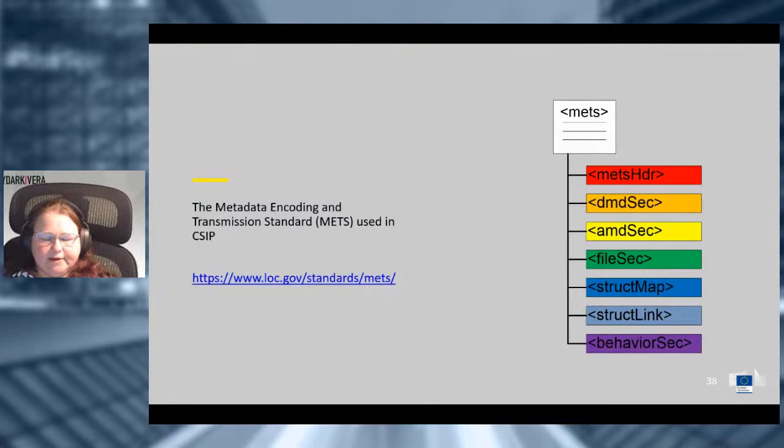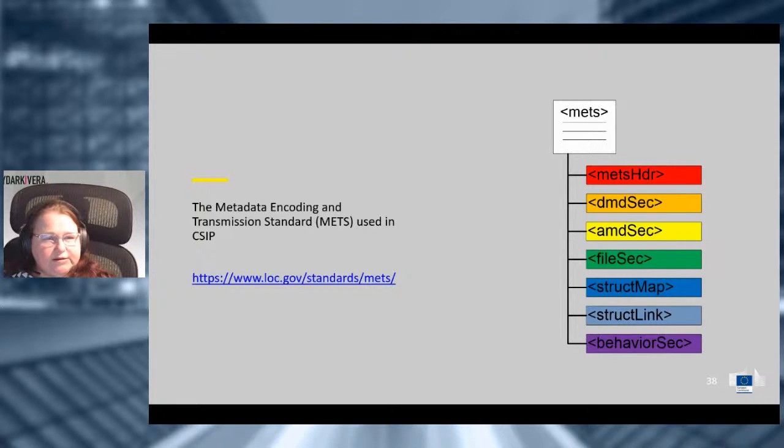So, as I said, the Metadata Encoding and Transmission Standard, METS, is used for the CSIP, and also for the CIP, AIP, and DIP. It's a standard hosted at the Library of Congress in the US. It has a board, as you heard, and I was one of the members of the board. So it's an international board with members from all over the world. And we host and maintain the whole standard.